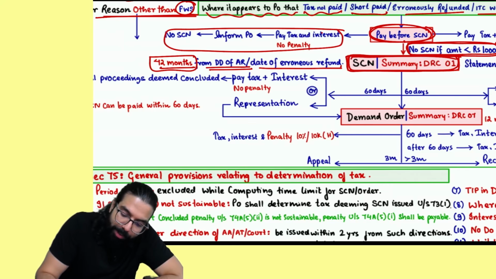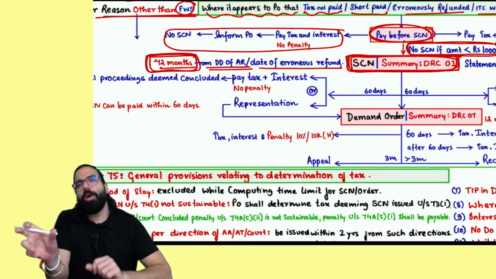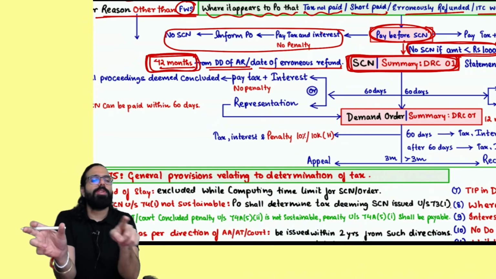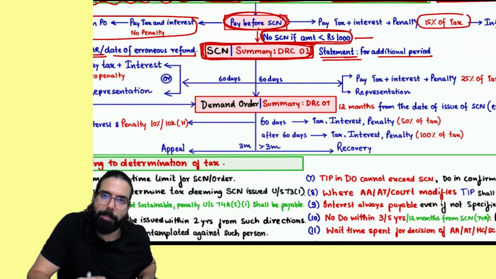Sir, for show cause notice, what is the time limit? Whether it is a fraud case or non-fraud case, 42 months. Okay? Sir, one show cause notice is given. For the next 2-3 years, can a statement be given? Yes, Baba, this was already there. Statement for additional period can be given.